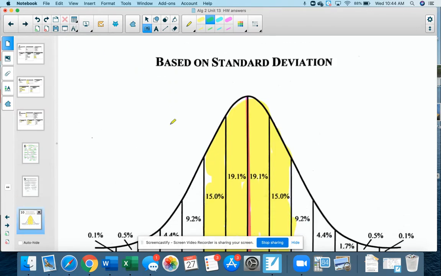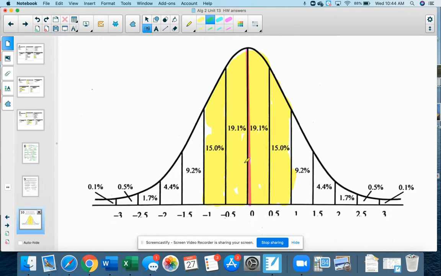What do I mean by that? Here is my mean in the middle. 38.2 would be, let me erase these, within half a standard deviation either way. See this 19.1 and this 19.1? So if I added those up together, that's 38.2. So each of those are within a half a standard deviation above and below the mean. So I'm just taking those.